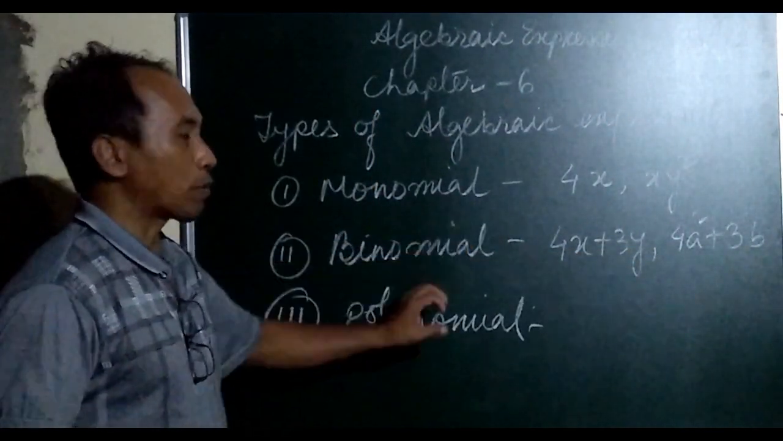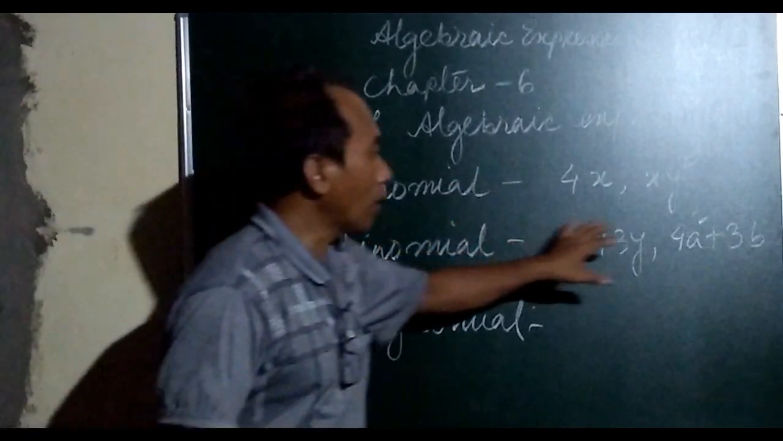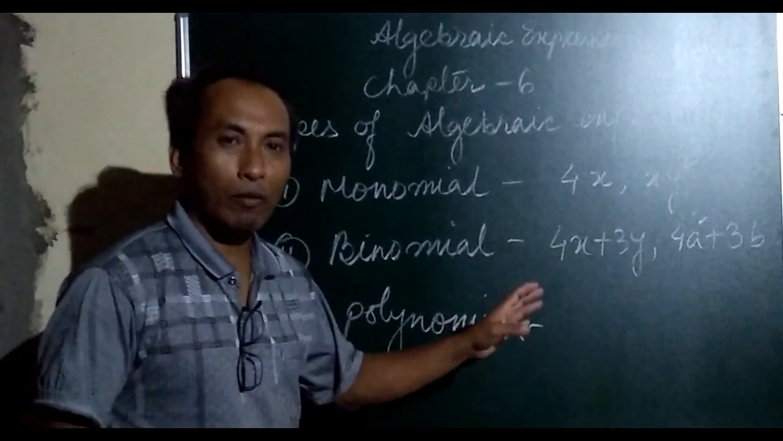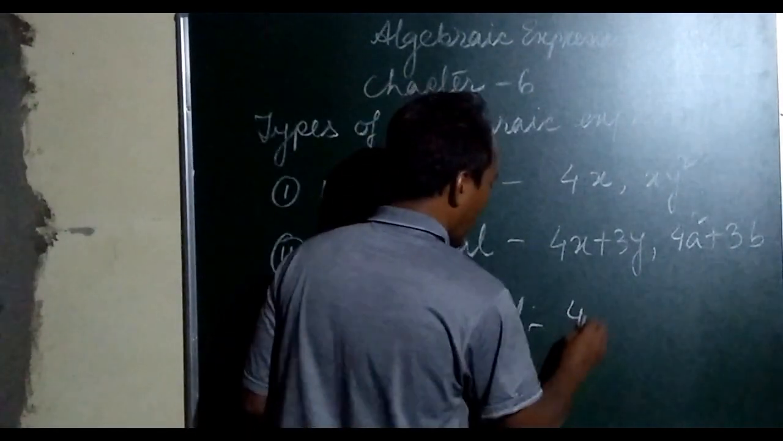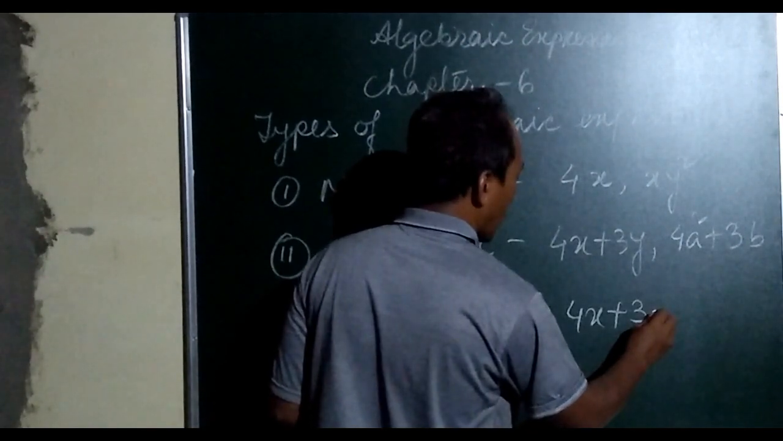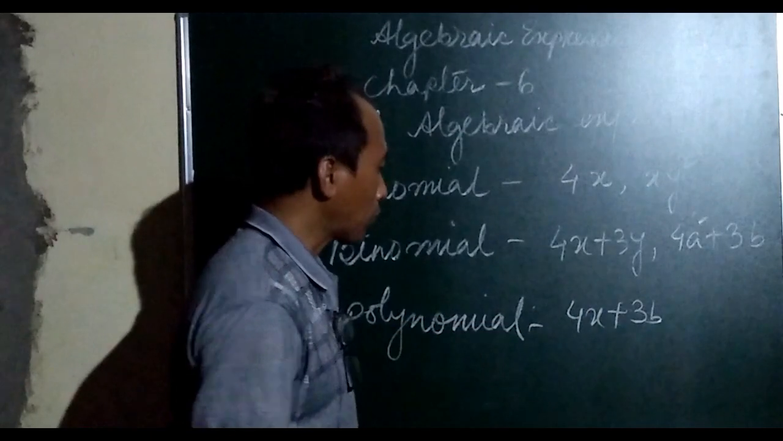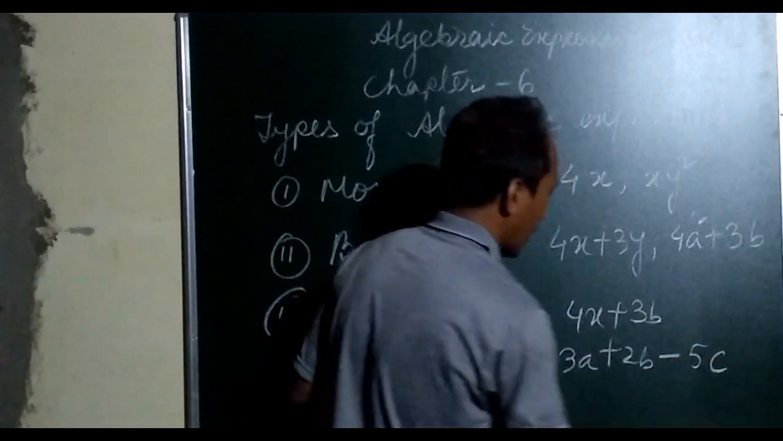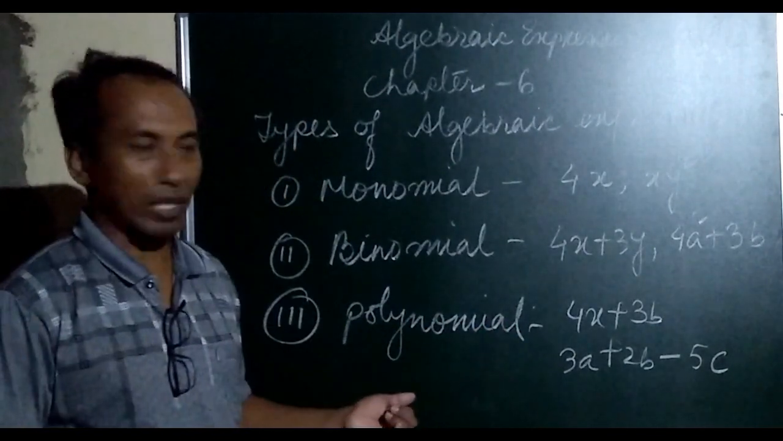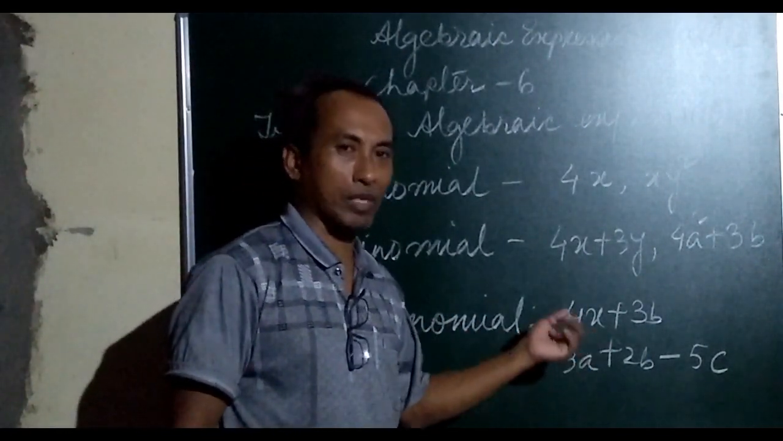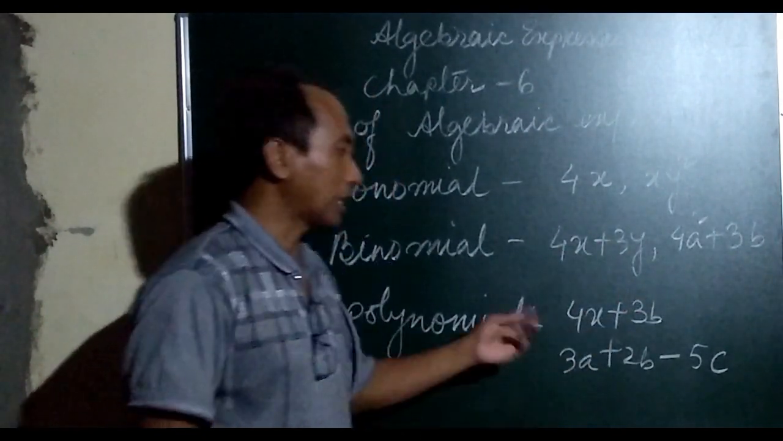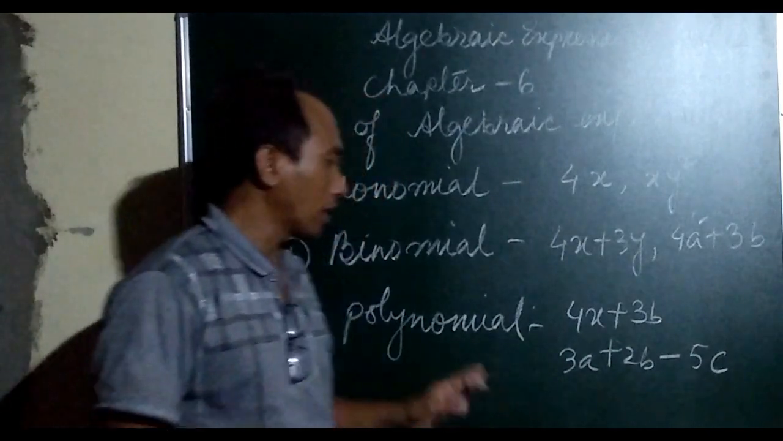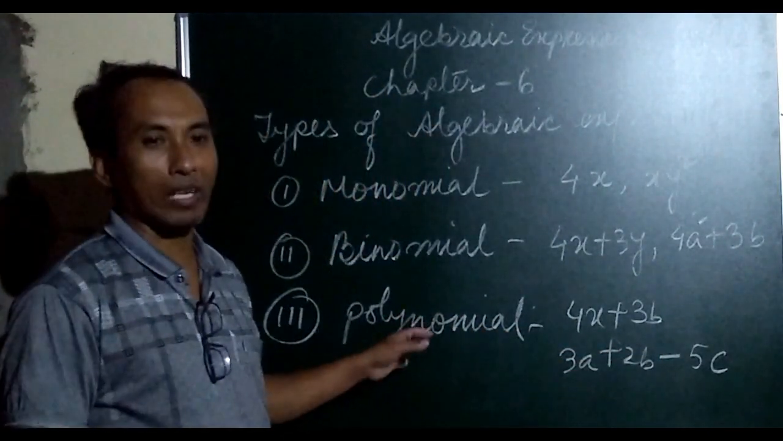Polynomial is any algebraic expression which has more than one term. Binomial also can be called as polynomial. 3 terms also can be called as polynomial. 4 terms also can be called as polynomial. For example, 4x plus 3b, 2 terms, this also can be called as polynomial. 3a plus 2b minus 5c, here 3 terms are also called as polynomial. Polynomial means any algebraic expression which has more than one term. Two terms are called binomial, but binomial also can be called as polynomial. 3 terms are called trinomial. Trinomial also can be called as polynomial.